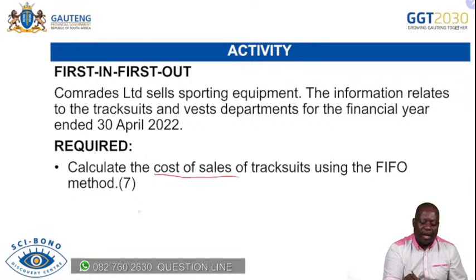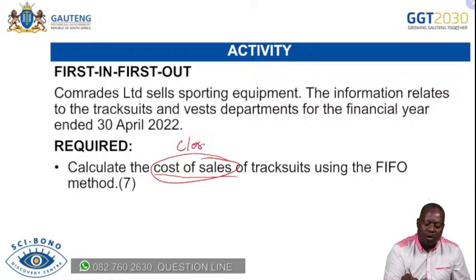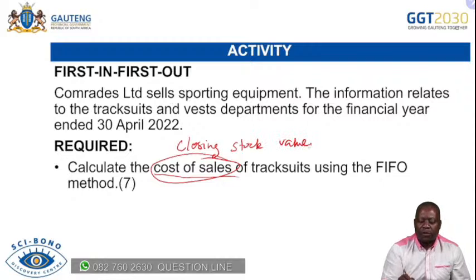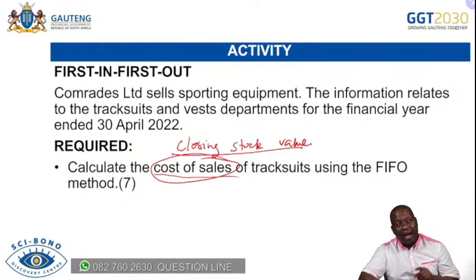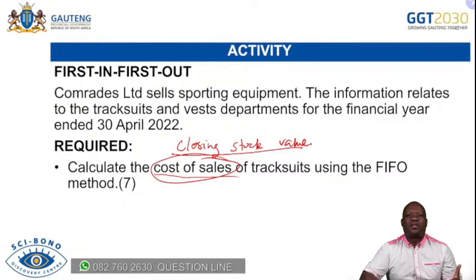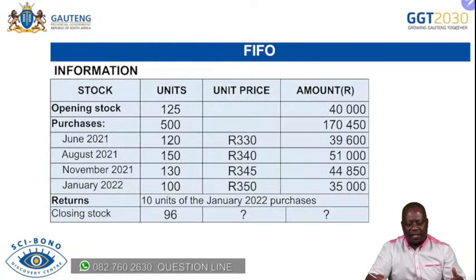Now, the key is you can never get to cost of sales without closing stock value. So we need to find the closing stock value using FIFO. Okay. What is the assumption when it comes to FIFO? Stock bought first has been sold first. So our closing stock is made up of the most recent items purchased. That's the assumption. That's what we are basing on.